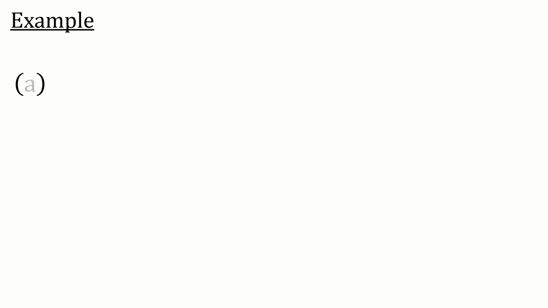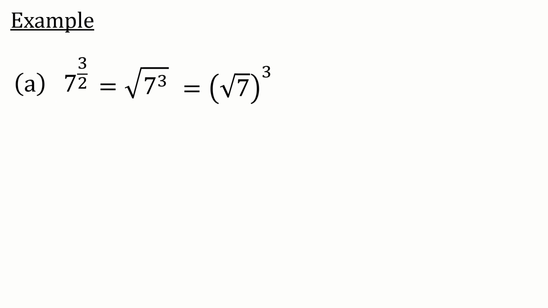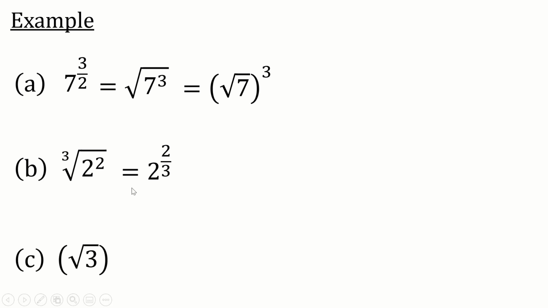For example, let's say we have 7 to the power of 3 over 2. This expression is equivalent to the square root of 7, to the power of 3, or is also equivalent to the square root of 7 to the power of 3. Next, the cube root of 2 to the power of 2 is equivalent to 2 to the power of 2 over 3, and the other way around. So we can interchange these two forms based on what we desire. Then, the square root of 3 to the power of 7 is equivalent to 3 to the power of 7 over 2.